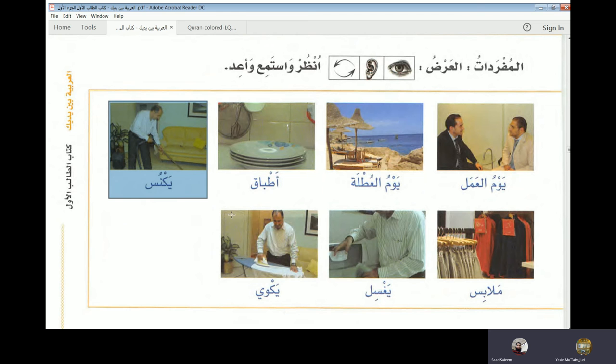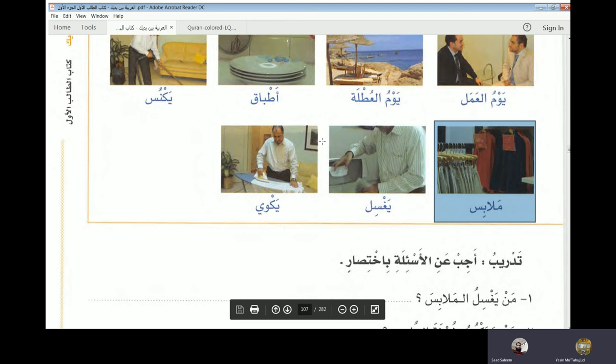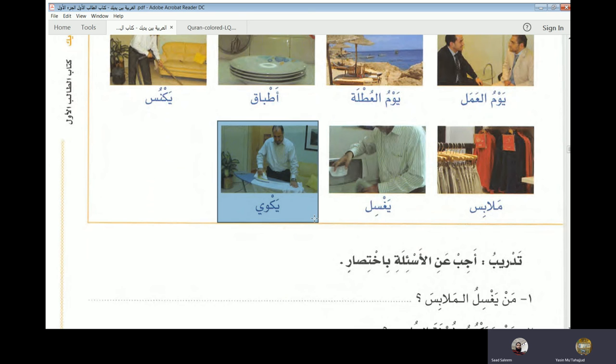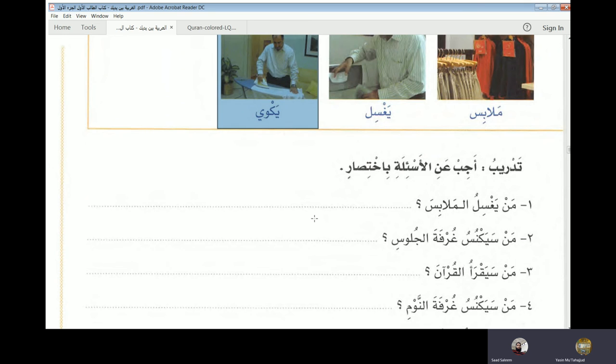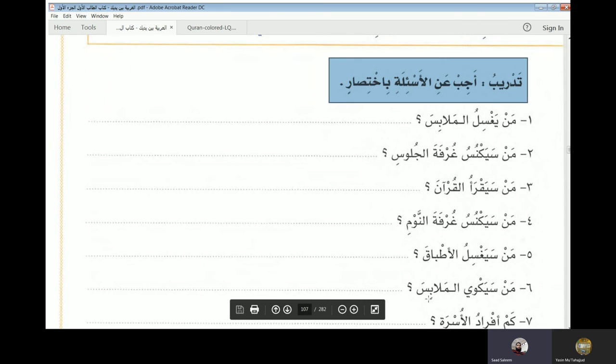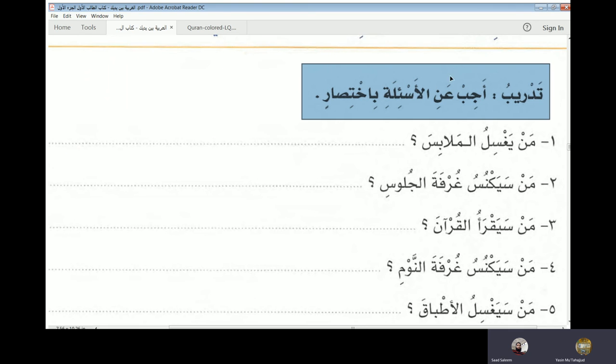Yanzuf is clean, right? Yes, cleaning. Malabis, clothes. And Yaghsil, washing, or he washed. Okay. And Yakwi is he ironed. Tadribat, which is exercises, right? Exercise, singular word. Okay, exercise, okay.